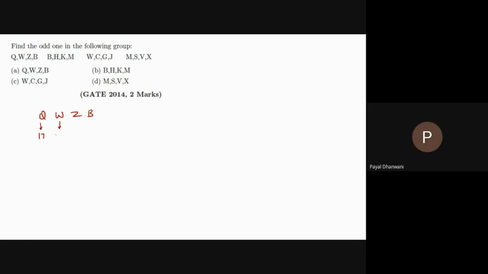23. Then this will be 26. Last one and 2. So 6, 3, then 2. Second, B, H, K, M: 2, 8, 11, 13. So 6, again 6, 3, 2.